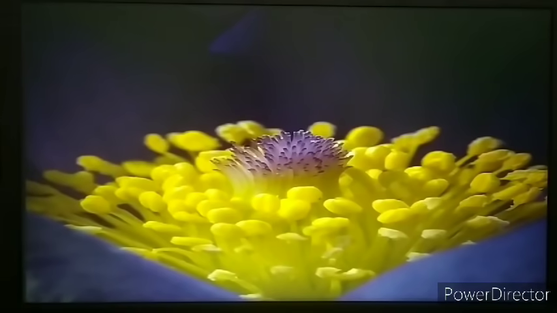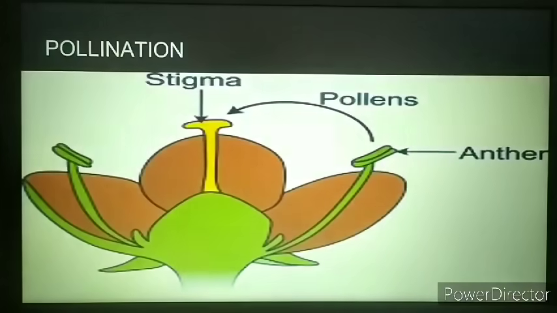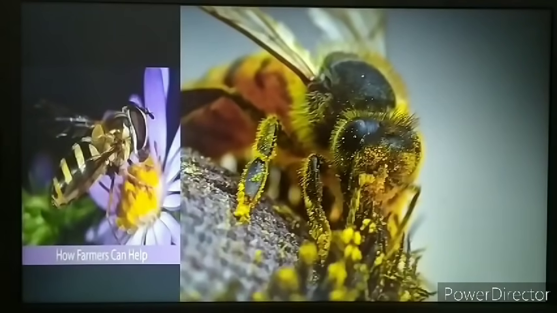But the question arises, do these pollen grains move on their own? No. Pollen grains cannot move by themselves. So, how will they reach the pistil? Any guesses? Yes, absolutely right. With the help of agents. They move with the help of agents that are called pollinators. What are they called? They are called pollinators.